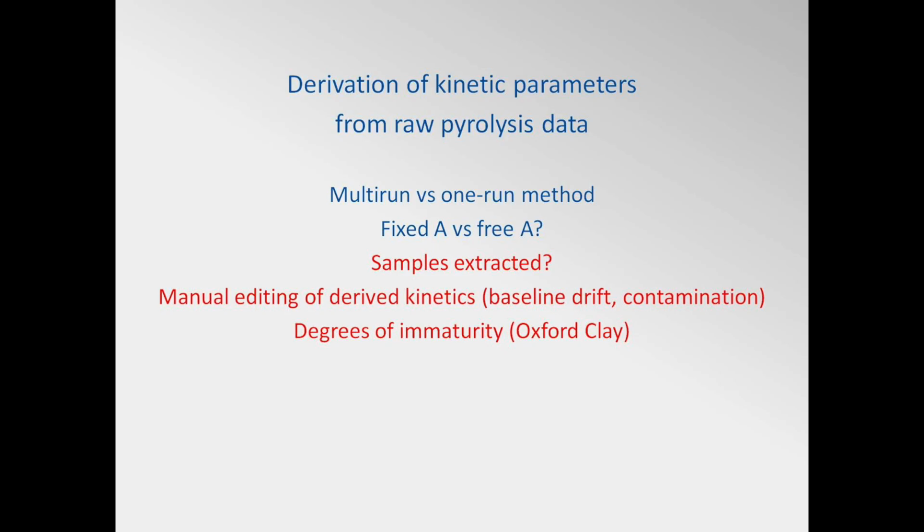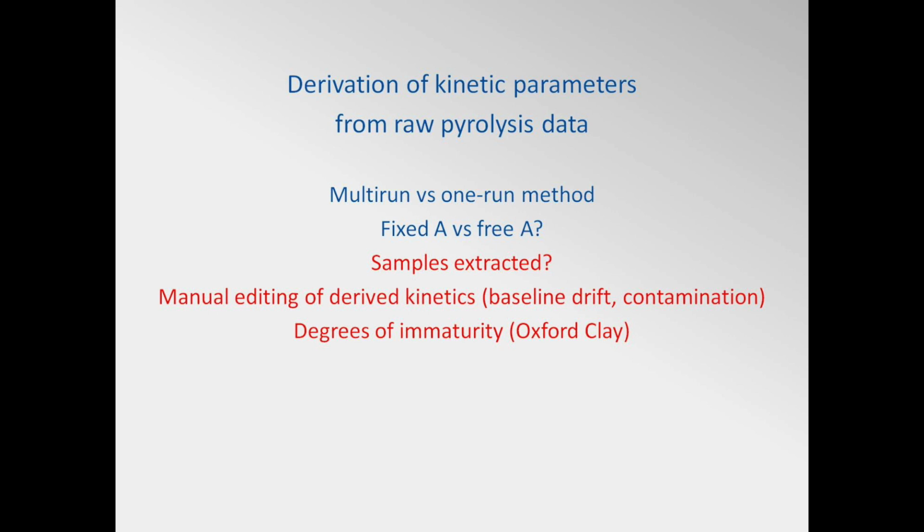The final issue in data quality is the methods used in deriving the kinetic parameters from the raw pyrolysis data. There's not really much difference between the multi-run and the one-run method in terms of accuracy if the data reduction conditions are the same for both. The big question is whether to fix the A factor to a specific value or to allow it to be chosen freely by the data reduction software. I won't address that question here, that's a separate topic.